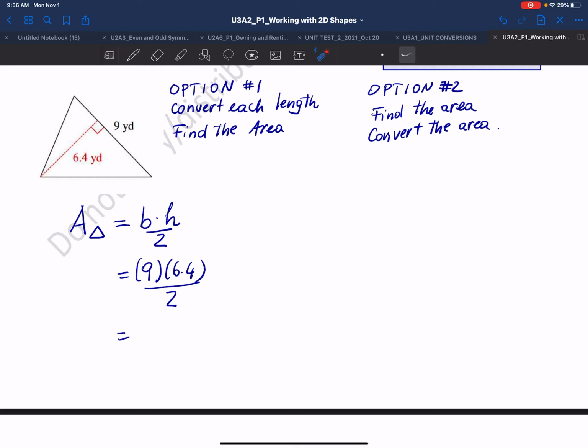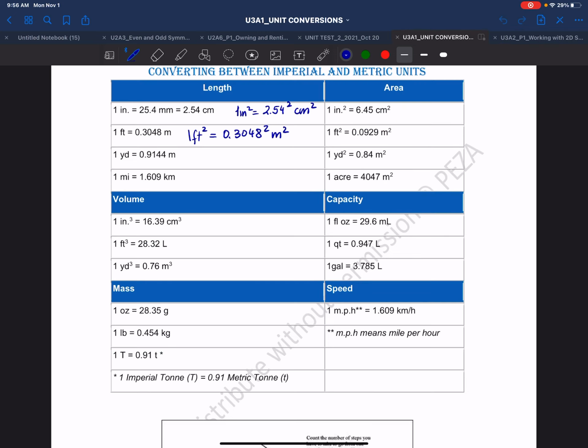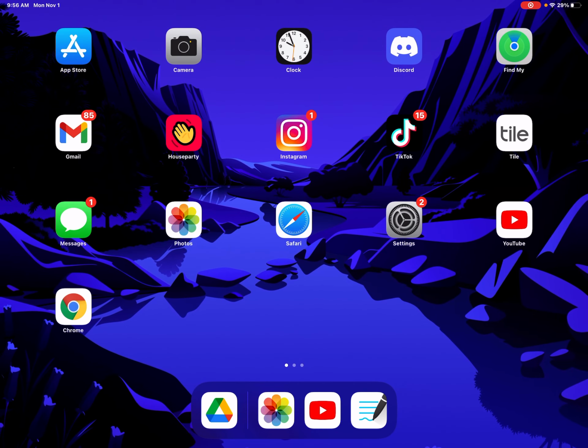That's why. So we have 9 times 6.4 divided by 2, 28.8. And this would be in yards squared. That's the area of the triangle. So now we are converting from yards to meters squared. So when I look at the chart, I see 1 yard equals 0.9144 meters. Oh, sorry.